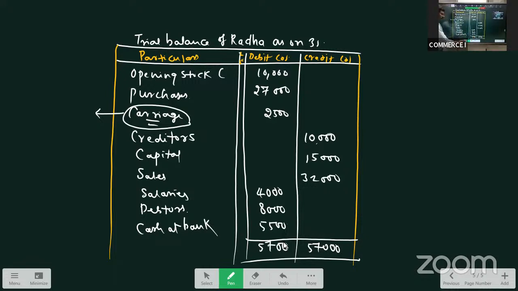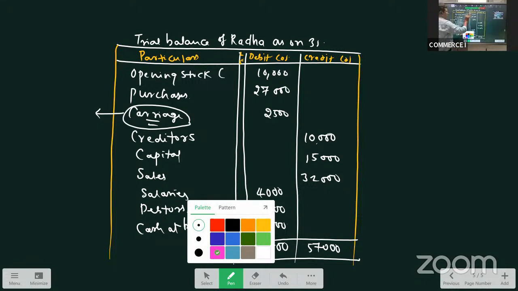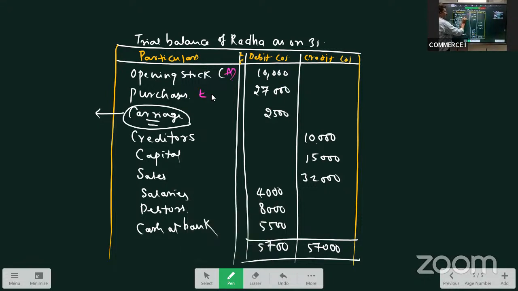Right? If you discuss in detail, opening stock I said is an asset. Purchases are an expense. Carriage is an expense. Creditor is a liability. Capital is owner's equity, or let us say internal liability. Sale is an income. Salaries are an expense. Debtors are an asset. Cash at bank also is an asset. So almost all the problems have the same items.